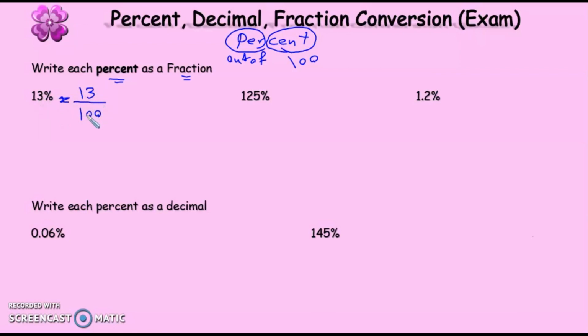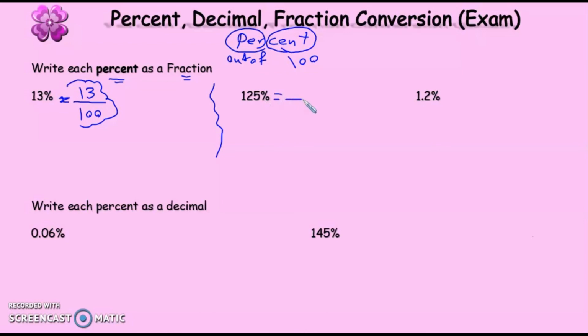But is it my final answer? Always you have to check your fraction to see if it is in the simplest form or not. Can you reduce this fraction? No. Therefore, 13 over 100 is the final answer for this question. 13% is 13 over 100. Let's do example number 2.